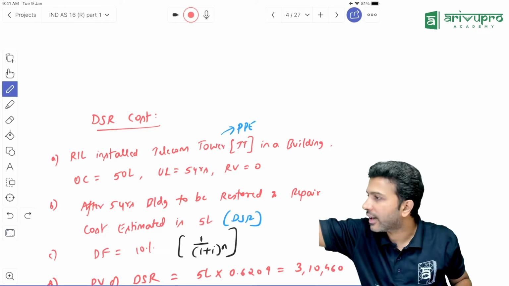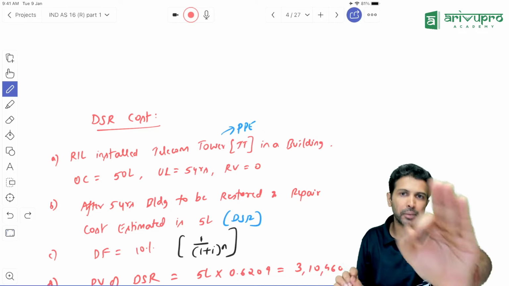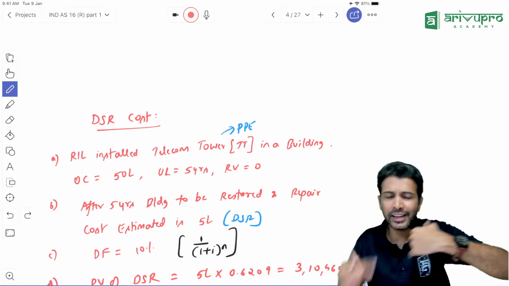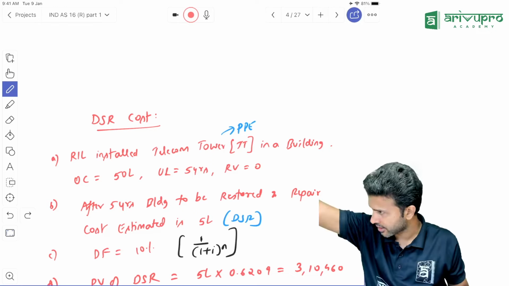Till the asset reaches management usable condition. Till the asset becomes management ready. Any directly attributable cost you can go on adding. Okay, that's what Ind AS 16 says.